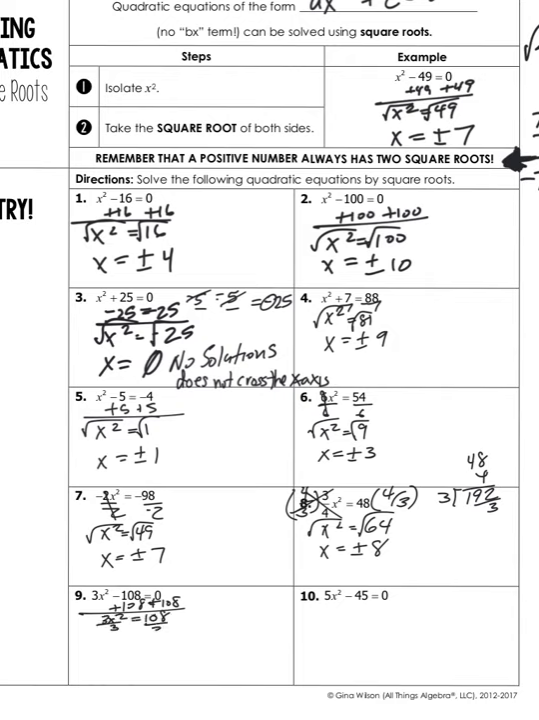Divide by 3. And x squared equals 36. Take the square root. X equals plus or minus 6. Number 10, two steps. Add 45 to both sides. So we're trying to isolate the x squared term. Divide by 5. And x squared equals 9. Square root each side. X equals plus or minus 3.